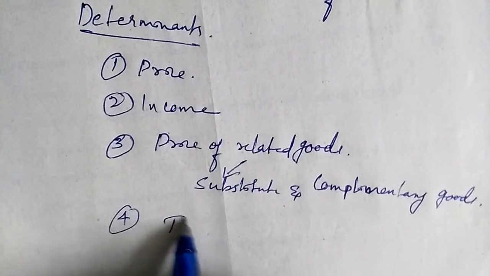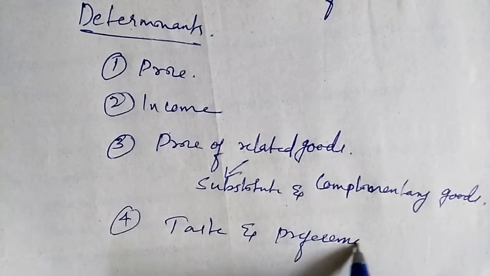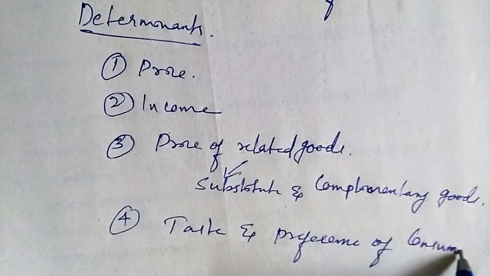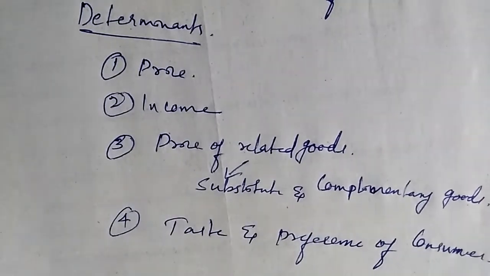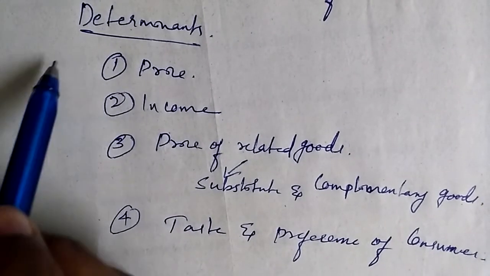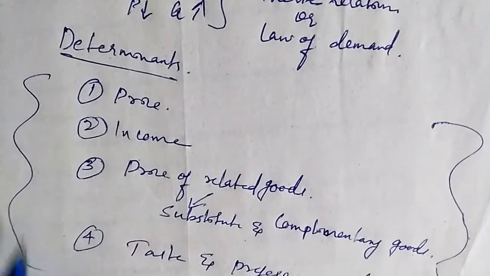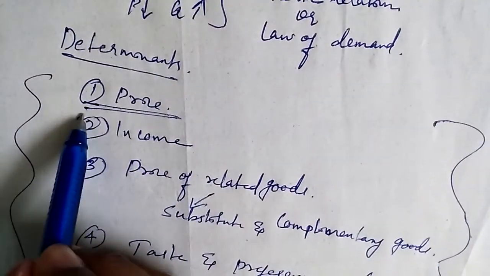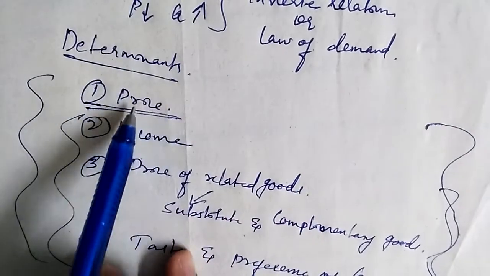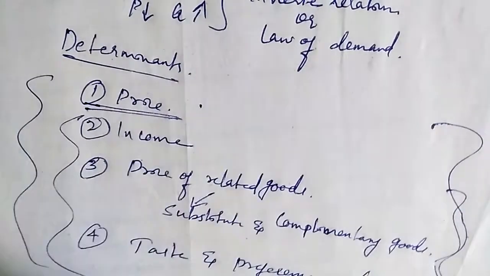Fourth one, you can say taste and preference of consumer. When the taste and preference of a consumer changes, the demand for that product also changes. These are some of the examples of determinants of demand. So when all the other determinants other than price are constant, when your price is changed, the demand will be changed in an opposite direction. That is what the law of demand says.